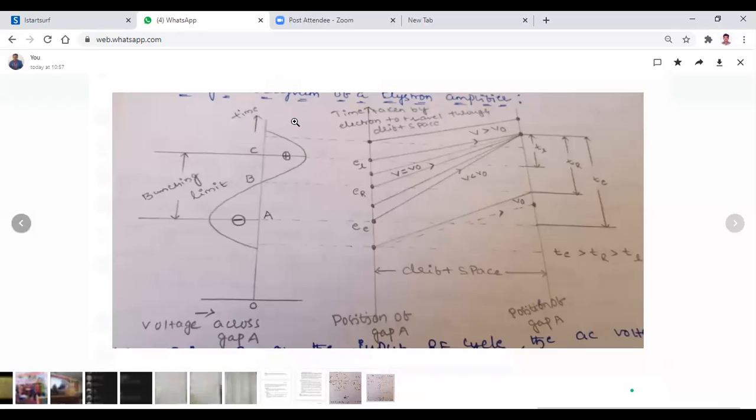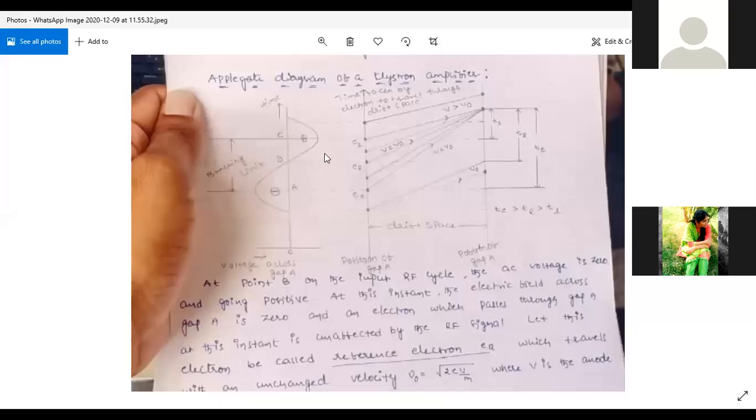So I want to give the points very well. At point B, on the input of the RF cycle, the AC voltage is 0, right? And going positive, at this instant, the electric field across gap A is equal to 0. Gap A is nothing but that of the Klystron amplifier. And an electron which passes through gap A at this instant is unaffected by the RF signal.